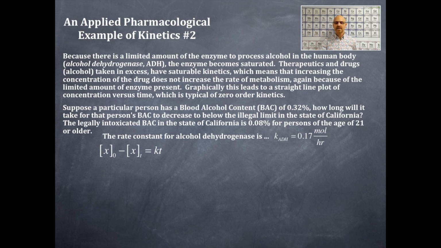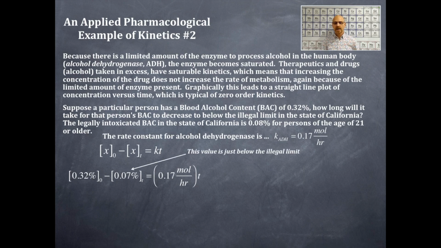We know the rate constant. We are actually going to be solving for a particular amount of time here. So we've got our initial concentration at 0.32%, minus our 0.07%. Now notice that that number was not actually in the problem. The number that was in the problem is 0.08%, but I'm trying to figure out what is below the illegal limit here. So that number is just below the illegal limit.